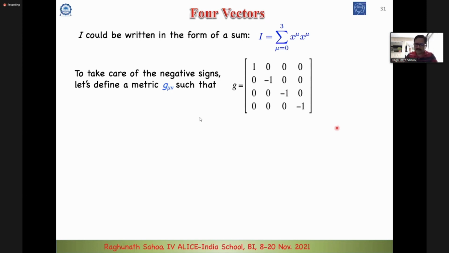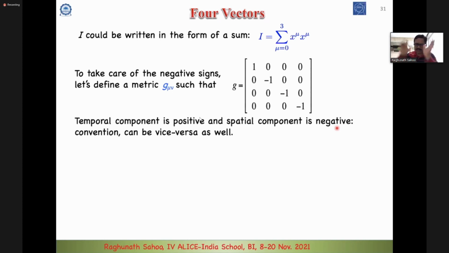Why give positive to one and negative to so many? Let's do the other way. In other books also you'll find these things. But nothing to worry. You can choose your convention, but it is better always to stay on the same page. So the temporal component is positive and the spatial component is negative, and it's a convention. It is like why the right-hand side of the x-axis is positive. No answer to this. It is a convention.